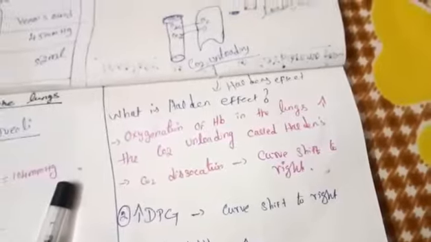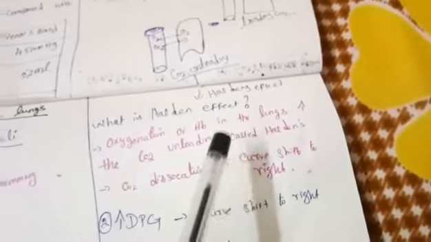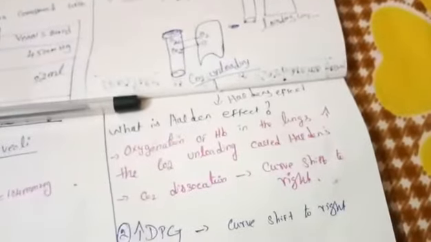Then what is the Haldane effect? Oxygenation of hemoglobin in the lung increases carbon dioxide unloading. Oxygen goes and binds with hemoglobin in the lungs, in the alveoli. That increases carbon dioxide unloading from the pulmonary capillary. The carbon dioxide is unloaded, enters the lungs, reaches the alveoli, and is excreted into the environment. That we call the Haldane effect. The curve is shifted to the right. This is the shift to right, and this we call the Haldane effect.